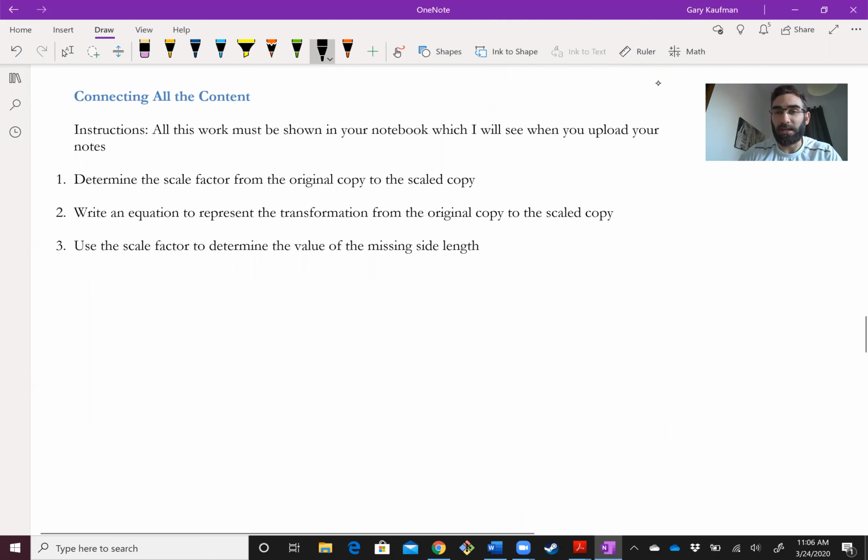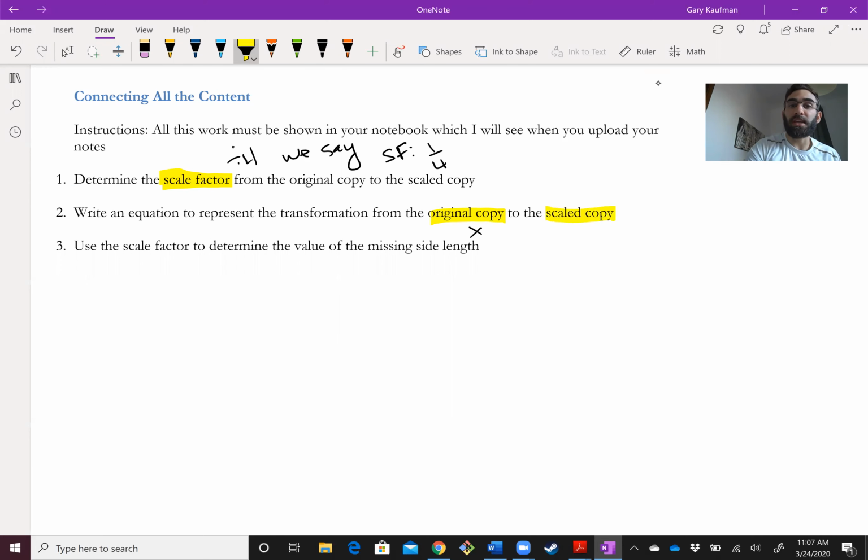So we're going to do one last activity that is a review of what we've done in the past. You're going to determine the scale factor. So remember, scale factor. Even if it's a divide by 4, we say that the scale factor is 1/4 because it's what you multiply by. You're going to write the equation to determine the transformation from the original, which is our x, to the scaled, which is our y, and then you're going to use the scale factor to determine the missing side length.